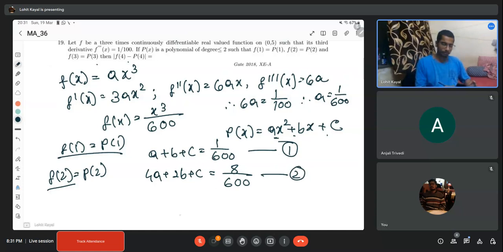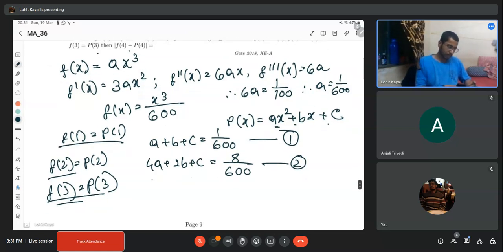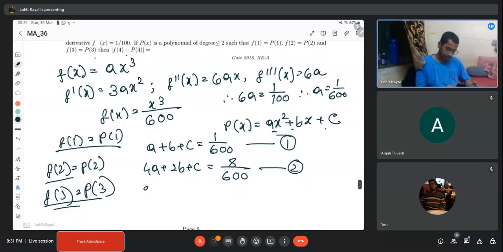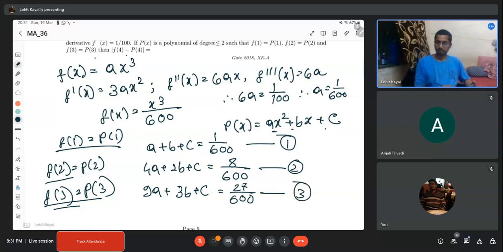This is equation 2. And f3 is equal to p3. So 3 square, so this is 9a plus 3b plus c is equal to 3 cube by 600, that means 27 by 600, which is equation 3.